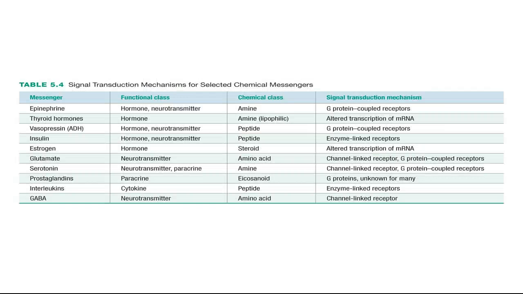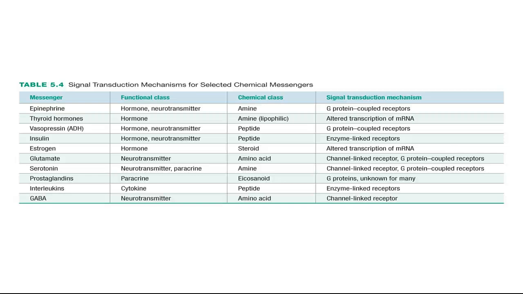Table 5.4 gives an example of different messengers, functional classification of their hormone, neurotransmitter, paracrine type of messenger, and then the chemical classification, and then what they would do. So like epinephrine, we know, again, an example of a G protein, right, cyclic AMP pathway. Let's see what else we've got on there. Estrogen, steroid hormone, probably causes what? So, check this out. Steroid hormones cause transcription. Thank you. So we go through estrogen, transcription of the mRNA.